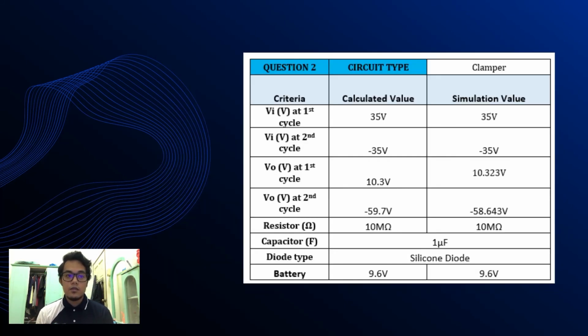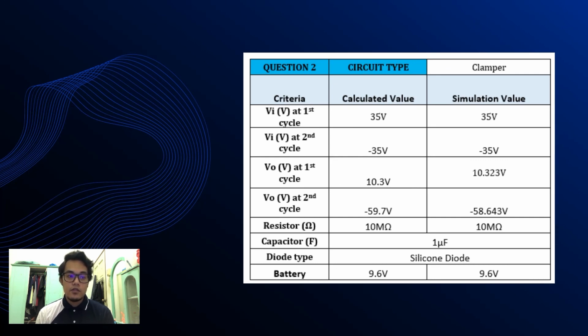So here are all the parameters that we use in our clamper circuit design. We use 35 volt voltage input for first cycle and negative 35 volt voltage input for second cycle. From the comparison that has been made, we got 10.3 volt output voltage in the first cycle and negative 59.7 volt output voltage in the second cycle for our calculated values. While in our lab circuit design, we got 10.323 volt output voltage in the first cycle and negative 58.643 volt output voltage in the second cycle.